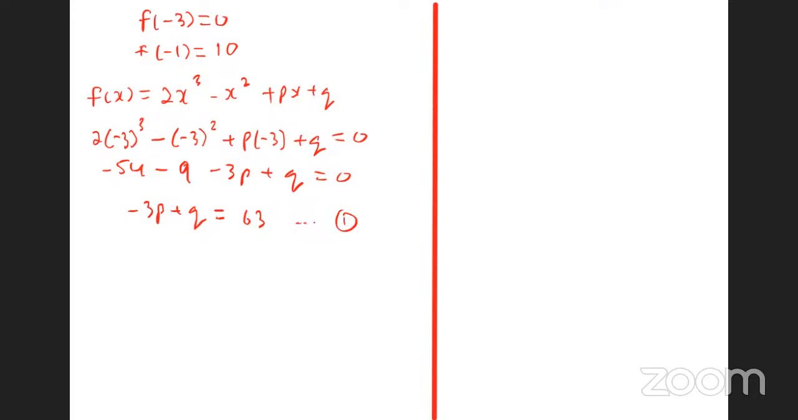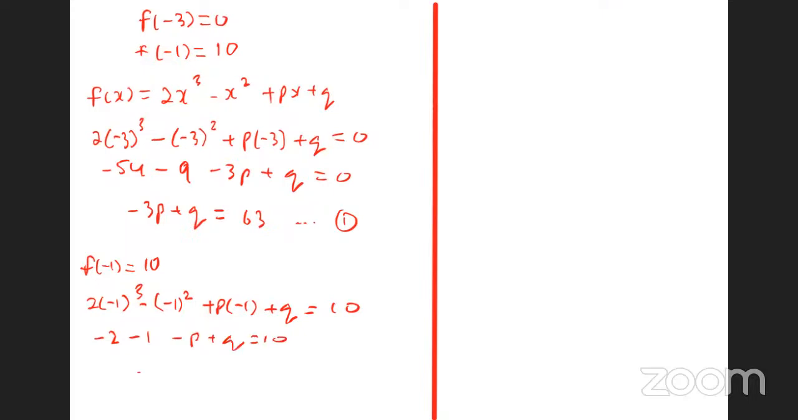Now f of minus 1 is equal to 10. So that's 2 by minus 1 cubed minus minus 1 squared plus p by minus 1 plus q is 10. So I have minus 2 minus 1 minus p plus q is 10. So I got minus p plus q is equal to 13. That's equation 2.